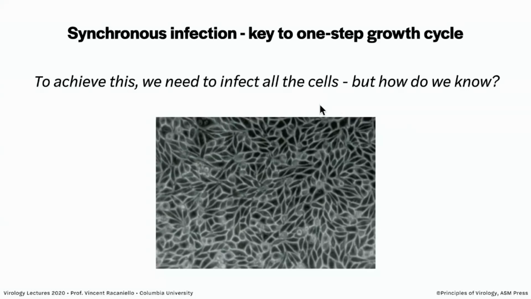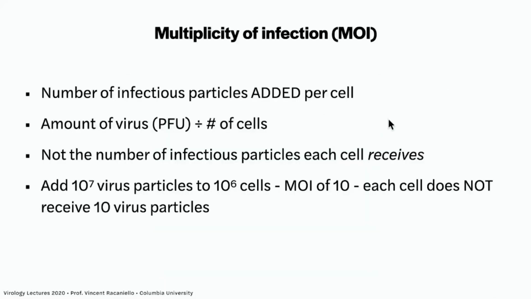To do this one-step growth curve, we need to infect all of the cells. How do we know if all the cells are infected? And this is addressing the topic of multiplicity of infection. This is the number of particles you add per cell. So it's the amount of virus in PFU divided by the number of cells. It is not what each cell receives, because what you add and what each cell receives is different. So, for example, you add 10 to the 7th particles to 1 million cells. That's an MOI of 10, but each cell does not receive 10 particles. So that's an important distinction.